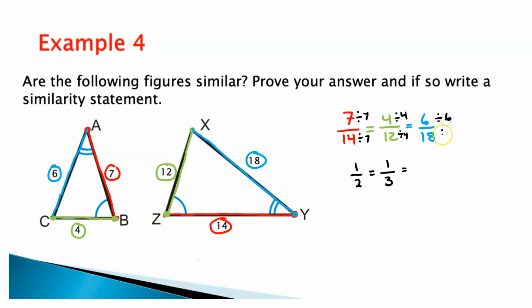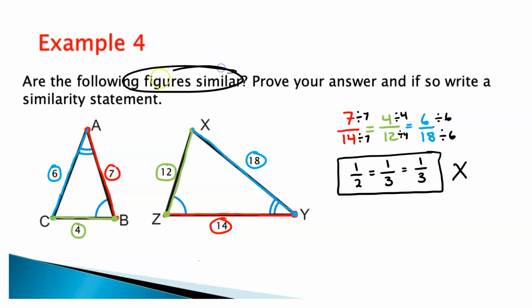And take a look at the last one here, 6 over 18. We can divide top and bottom by 6. 6 divided by 6 is 1. But then 18 divided by 6 is 3. So is this a true statement? 1/2 equals 1/3 equals 1/3. That is not. So these figures are actually not similar. We're just going to say not similar. There's no way we can write a similarity statement. This was not a perfect dilation. Okay, this is not similar figures.